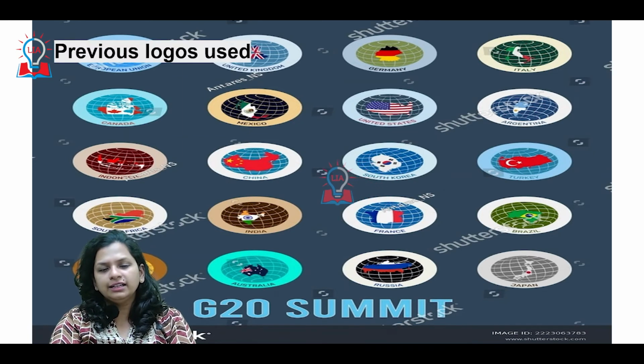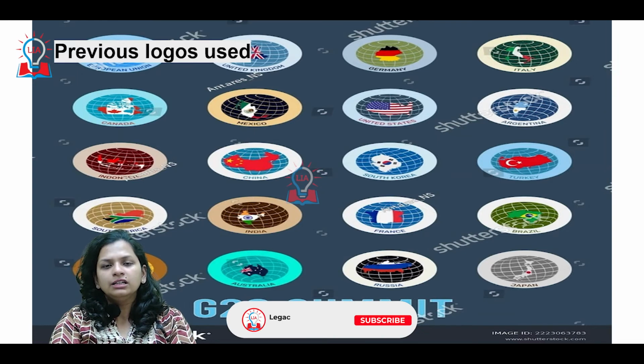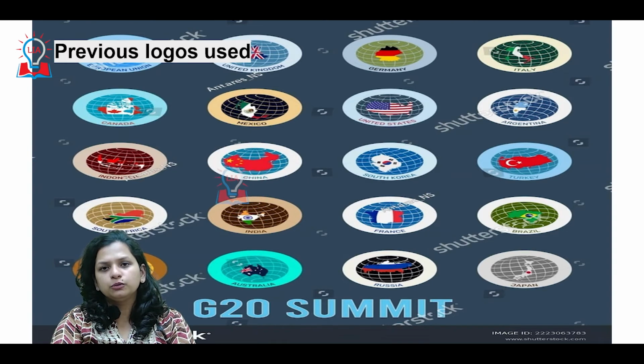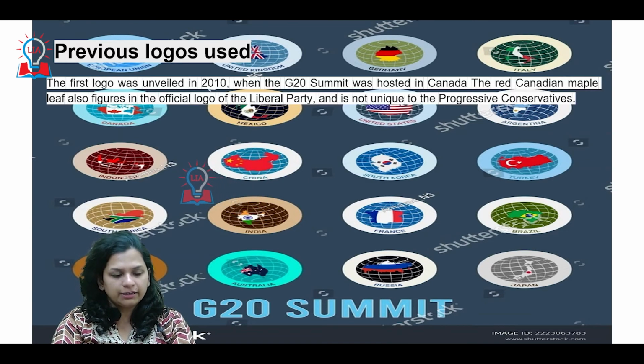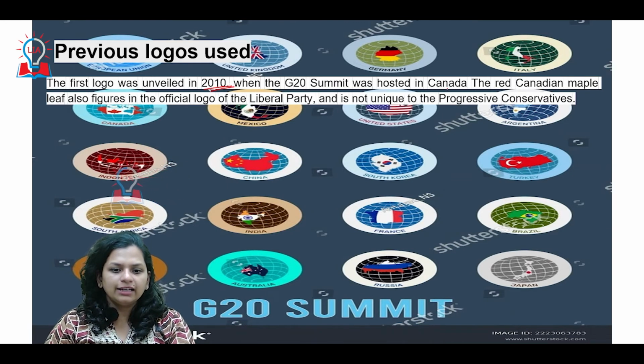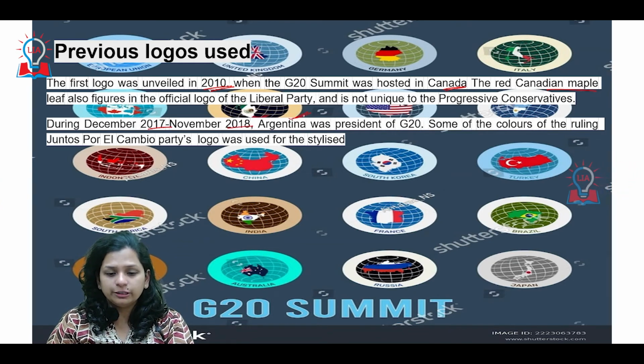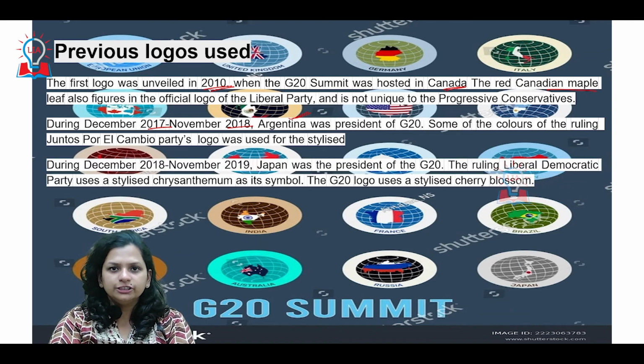Now, it's not that India is the only one who has used something of a similar logo for the G20 meetings, similar to whatever is being used, let's say, by their party or by the country for that matter. The first time when this logo was unveiled in 2010, we had Canada and the red Canadian maple leaf also being used. So the Liberal Party was also using this particular logo. Also, during 2017 and 18, we had Argentina presiding over the G20 meeting. That is where we see a lot of semblance of the colors that were used for the G20 logo.